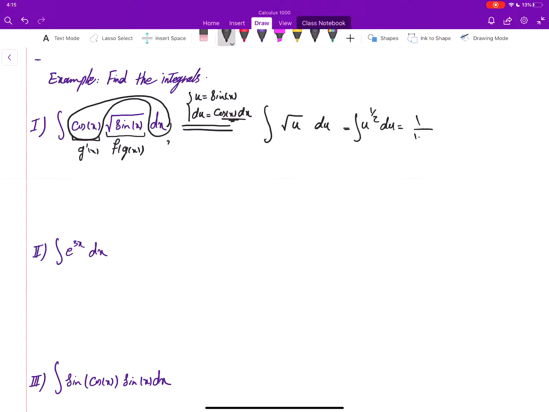And this is 1 over half plus 1, u to the power half plus 1 plus c. And well, this gives me 2 over 3, u to the power 3 over 2 plus c. So this is you evaluated the u integral, but you're not done, and you have to put back this g(x) for u. So wherever you see u, you put sine x there. Sine to the power 3 over 2 x plus c.